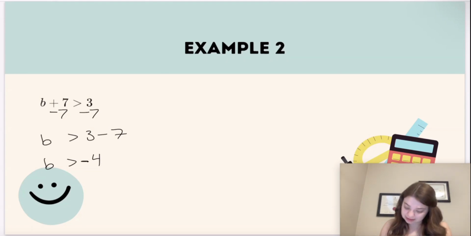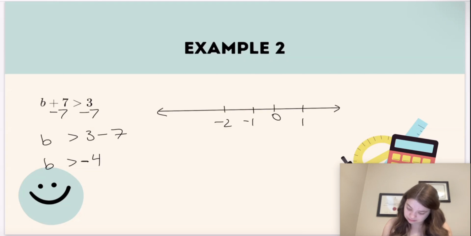And now I'm going to graph this. There we go. And then I'm going to draw an open circle this time on negative 4 because negative 4 is actually not included. Only things that are strictly greater than negative 4 are included, but negative 4 itself is not included because it's just a greater than sign in this case, not a greater than or equals. And then everything to the right here, I'm going to shade in because all of that is included.